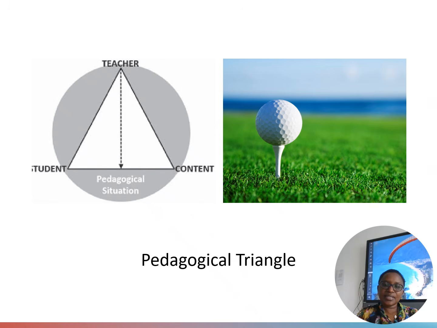The pedagogical triangle involves three key relationships: the relationship between teacher and content, content and student, and student and teacher. For teaching and learning to take place, these three relationships must be there. And again, taking a keen look at the triangle, it is an equilateral triangle, and that illustrates that these three relationships must remain balanced. You shift one of the relationships, you shift the whole triangle. You shift the whole process of teaching and learning.